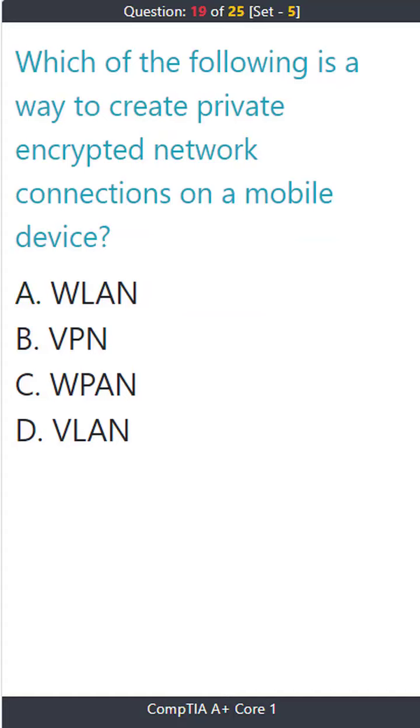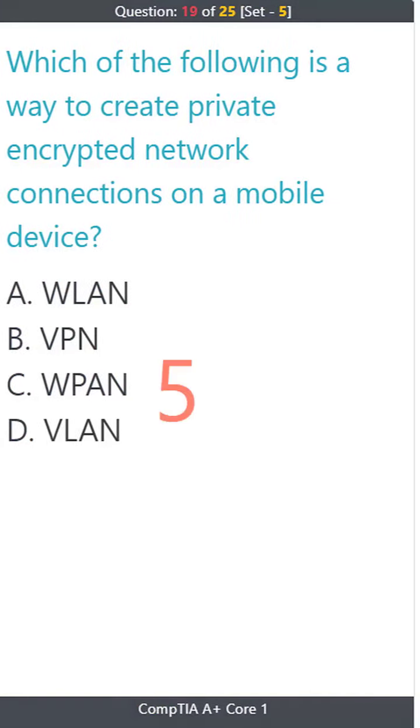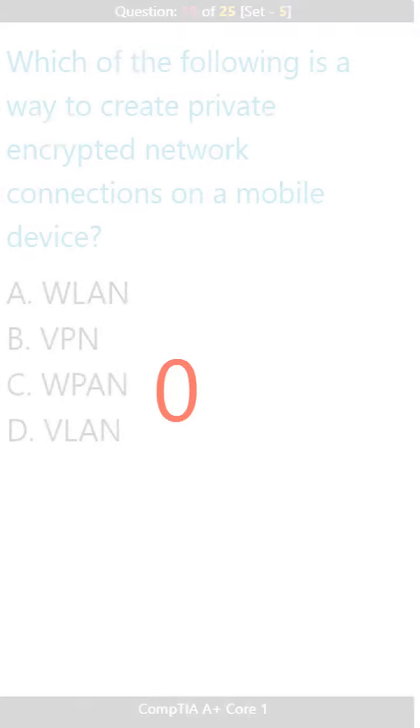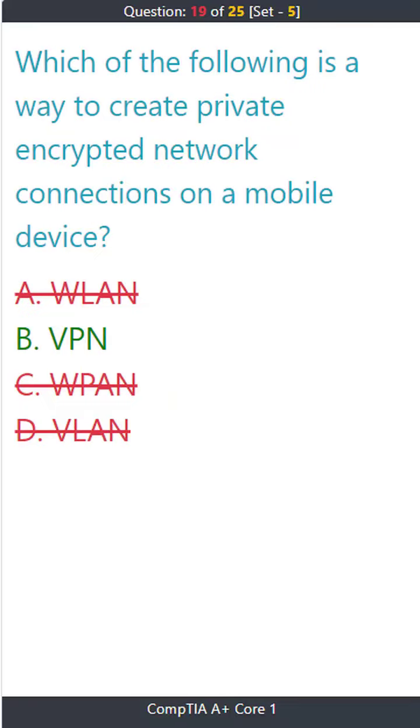Question 19. Which of the following is a way to create private encrypted network connections on a mobile device? A. WLAN. B. VPN. C. WPAN. D. VLAN. The correct answer is B. VPN.